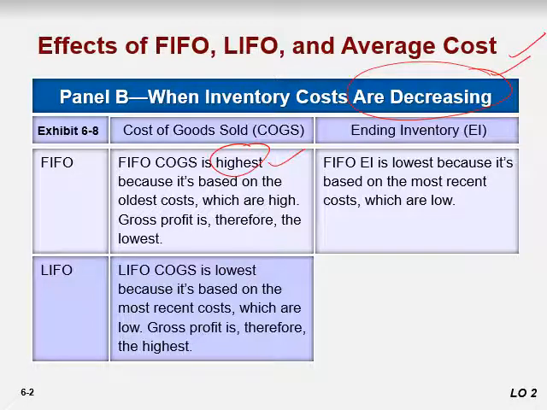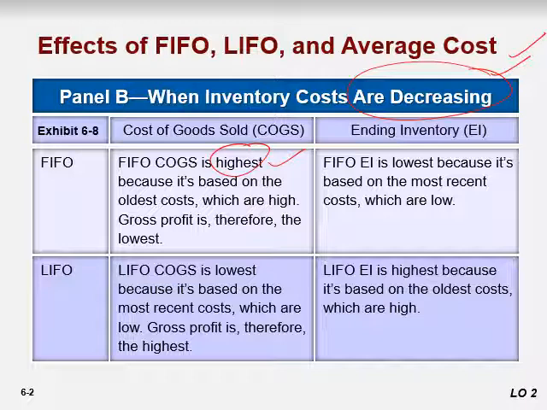LIFO, because the latest purchases will be sold first, so latest prices are lower. So that's why cost of goods sold is lower, and the ending inventory is higher. Why? Because the older prices are higher. So this is the opposite of the increasing, or inflationary periods. This is deflationary periods.